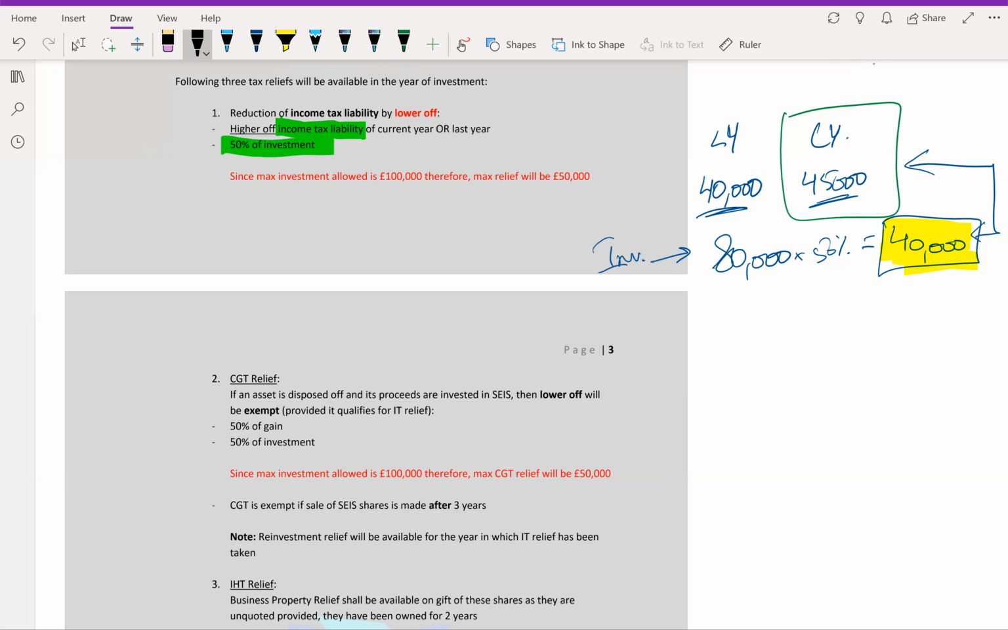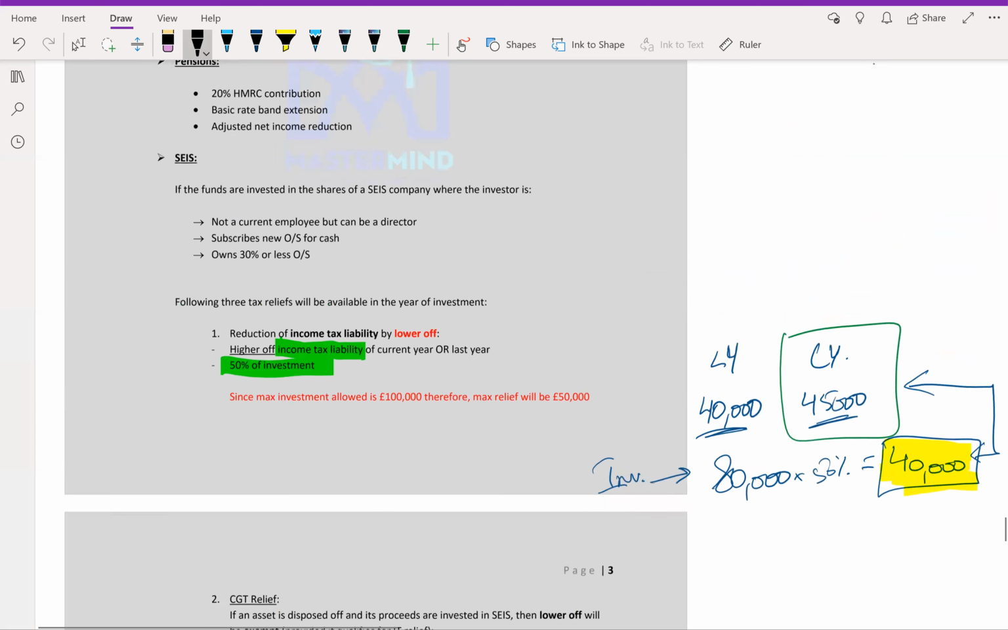All right. Now there's a statement that I've written and it's marked in red. Since the max investment allowed is 100,000 pounds, therefore max relief will be how much? 50,000. Okay. Don't forget that. Max investment allowed is 100,000, not more than that. So if you guys still have your brains working right now, you would directly link it to this.